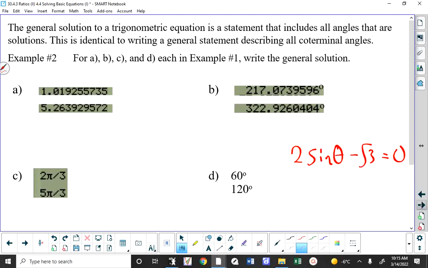Okay. We saw that from 0 to 360 degrees, 60 degrees and 120 degrees were both solutions. What's the general solution? Well, the general solution would be theta equals 60 degrees plus multiples of 360 degrees, because the general solution has to include 60 and 420 and 780, all of these coterminal angles. So all we're doing when we find a general solution is adding multiples of a full revolution.